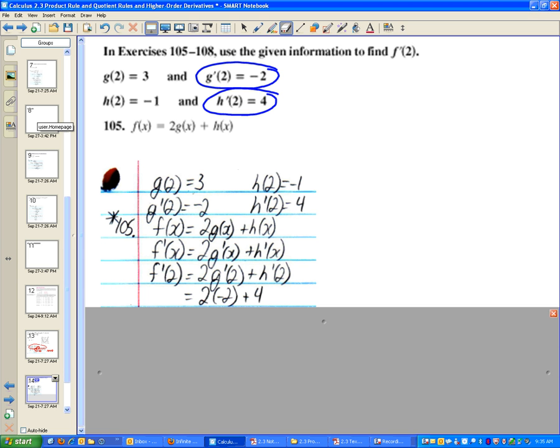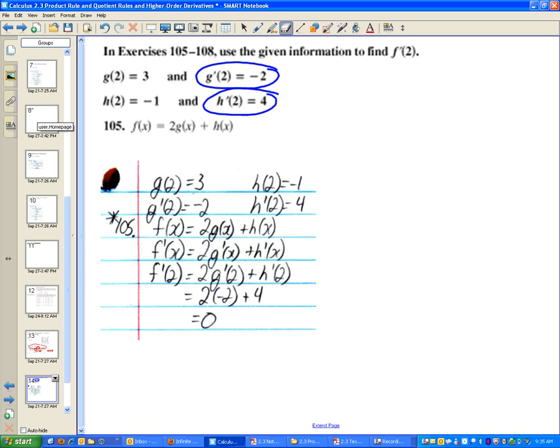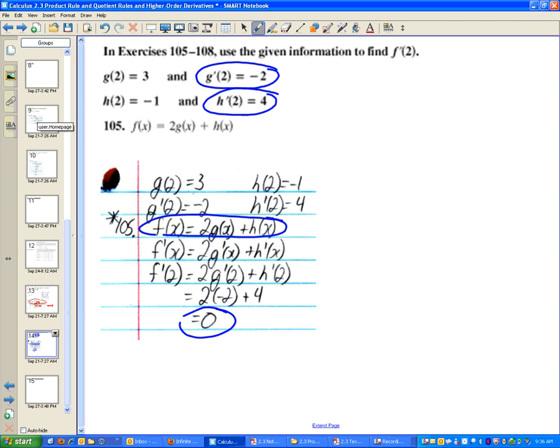Oh, so that's a negative 4 plus 4, and the final answer is 0. No, it seems like it's going to be, but it's not. So that means that this function f, which is defined this way, that the derivative of f when x equals 2 is 0.